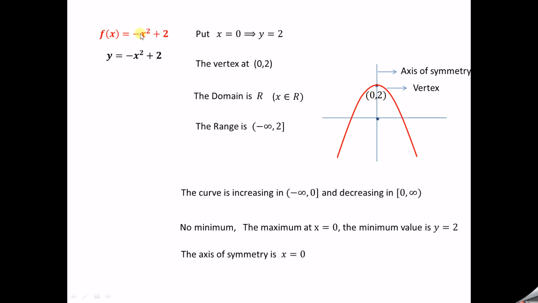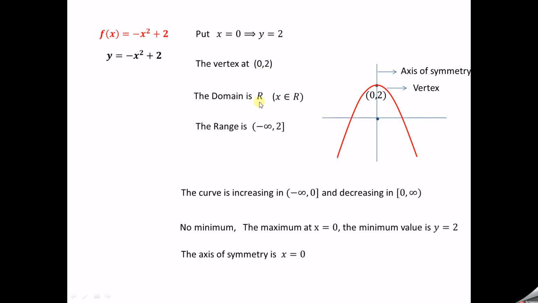But here the only difference is the x square coefficient is negative. So the parabola will be downwards. The parabola is downwards and the vertex is at (0, 2), and all other points we can write. The vertex is at (0, 2).